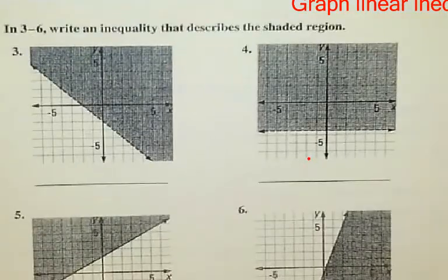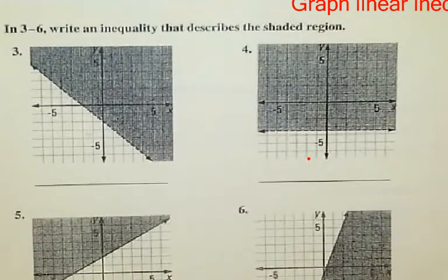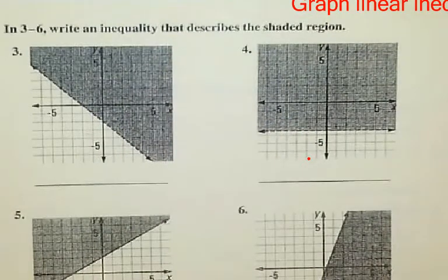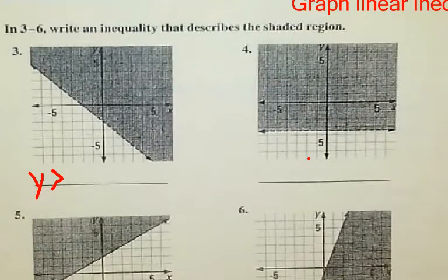So here they want to know the inequality, right? This is a slanted line, so I know that it starts like this. Now look, it's a dotted line, so I know that it's going to be greater than, because it's above, right? Oh, I should have started on this one. This would have been easy.